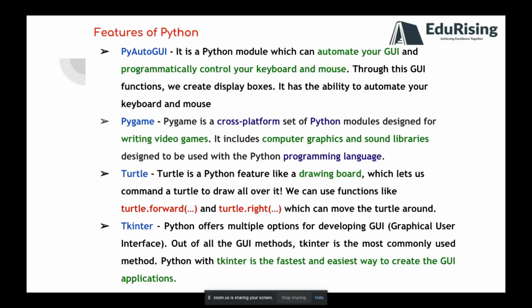Fine. So next is Pygame. Pygame is a module, that means it is a cross-platform set of Python modules designed for writing video games. It includes computer graphics and sound libraries designed to be used with the Python programming language. So this Pygame is a module which is used to create video games.